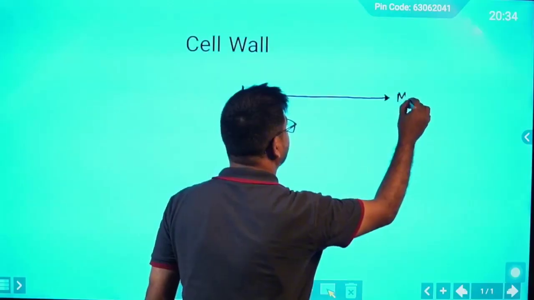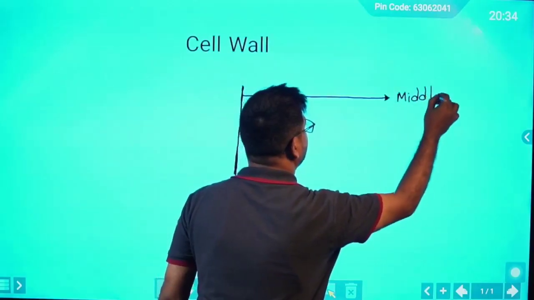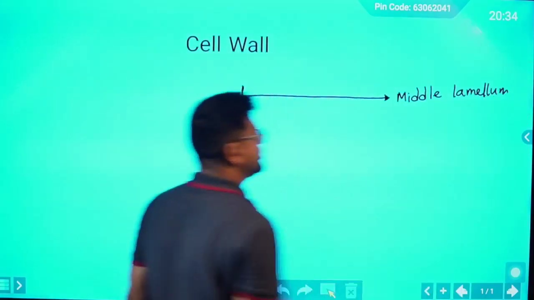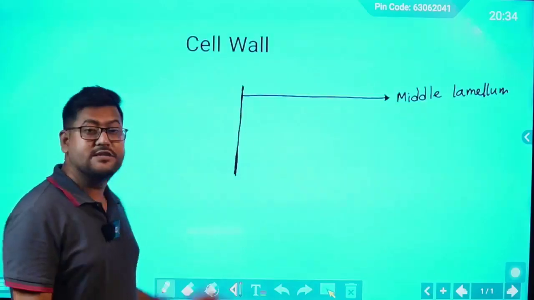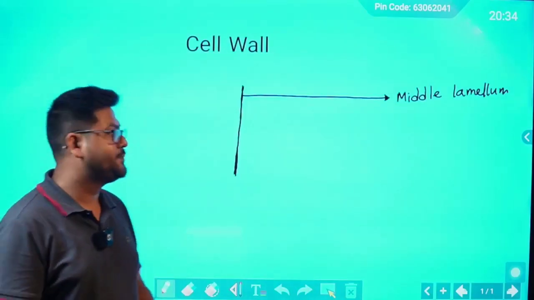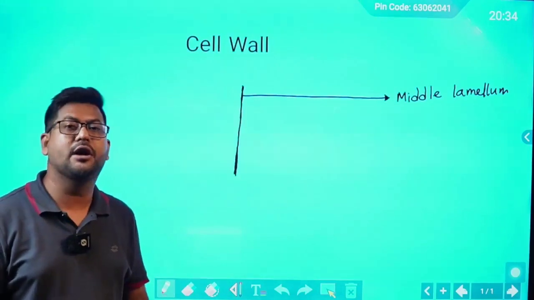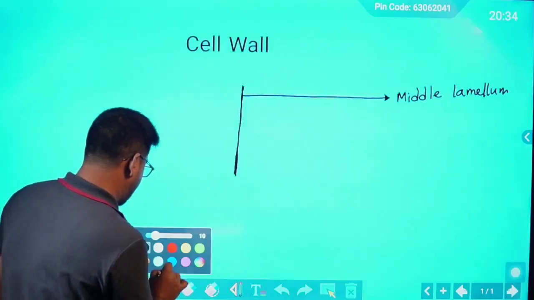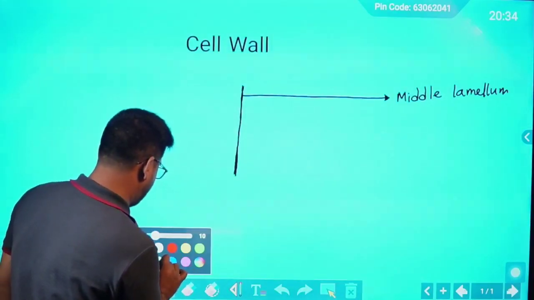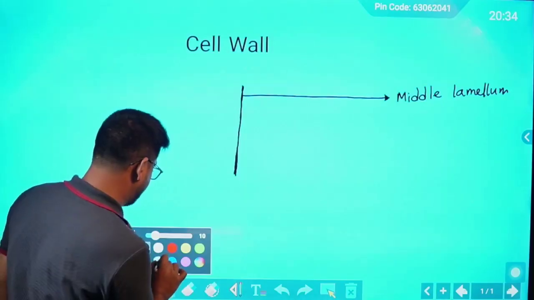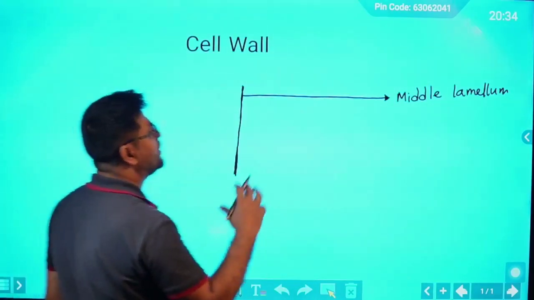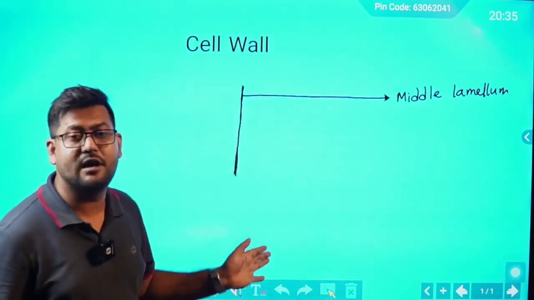So the first layer is the middle lamella. This structure was observed by a scientist, Robert Hooke, in the year 1665. At that time, he described the structure of the cell, but nowadays you can say it is the structure of the cell wall, and the cell wall contains three layers. The first layer is the middle lamella.